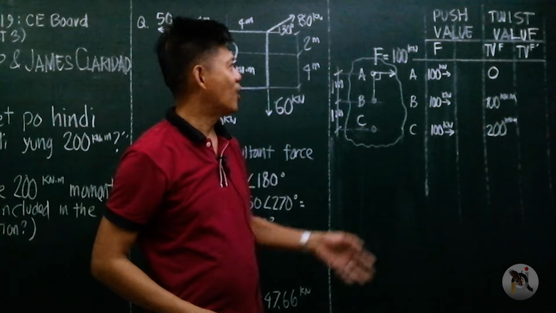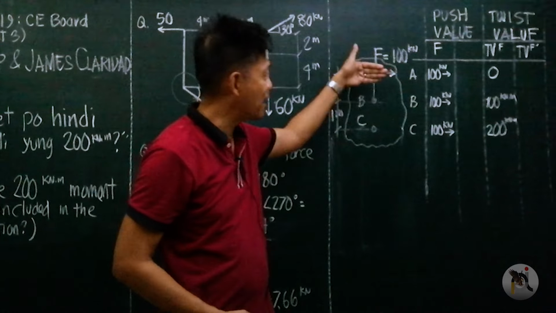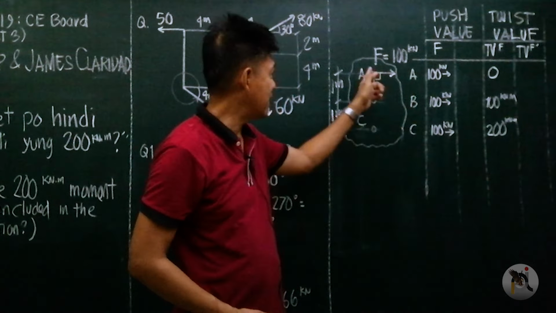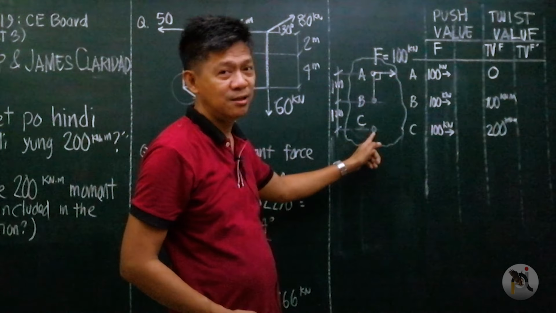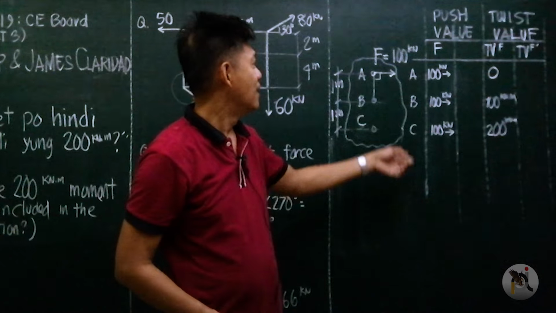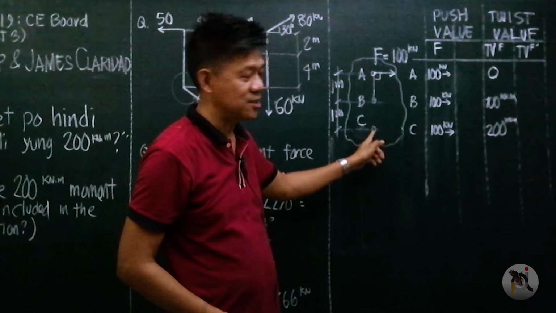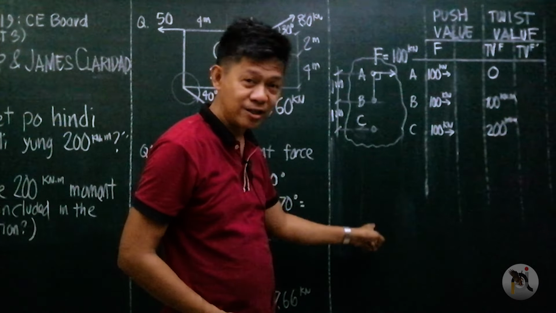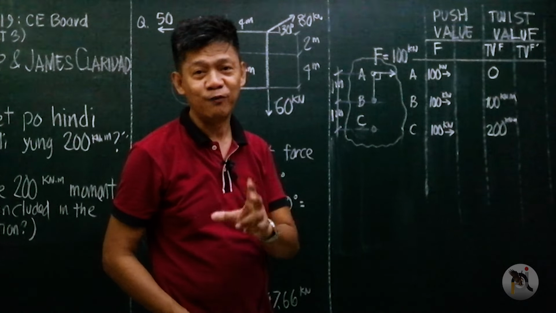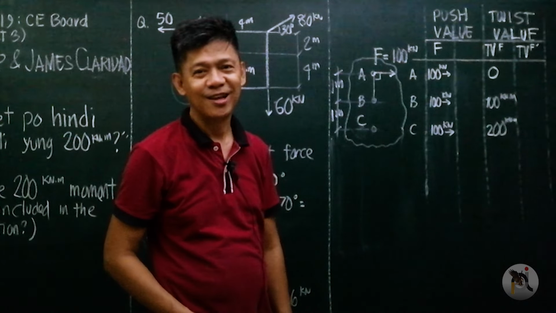Okay. So this force has the same push value at A, at B, and at C, but it has different twist value at A, at B, and C. The farther the point, the bigger the twist value of the force. You get it?